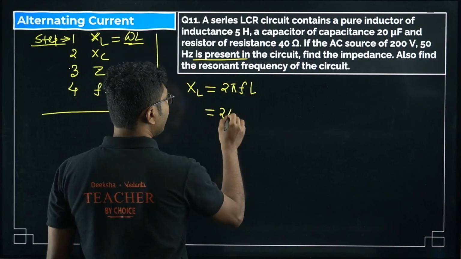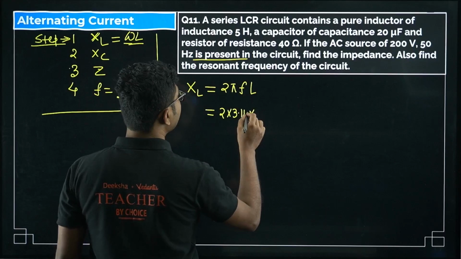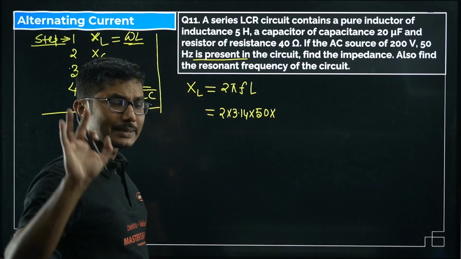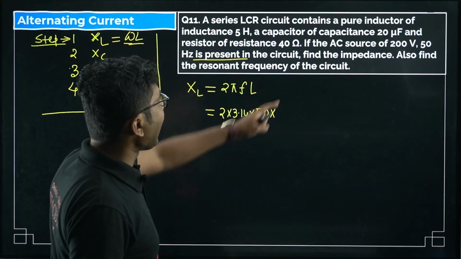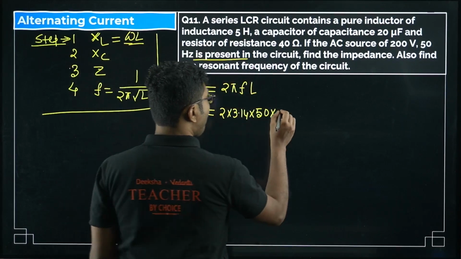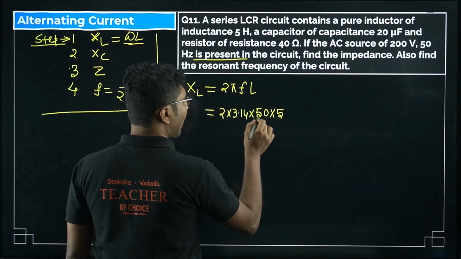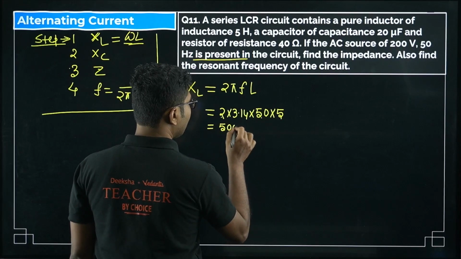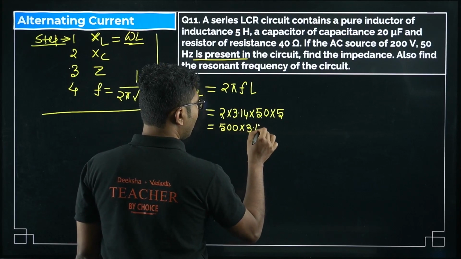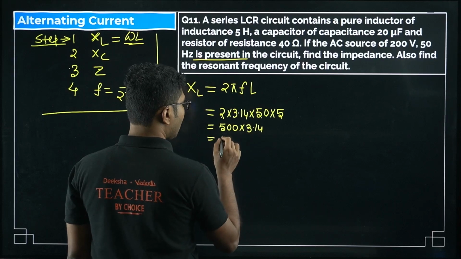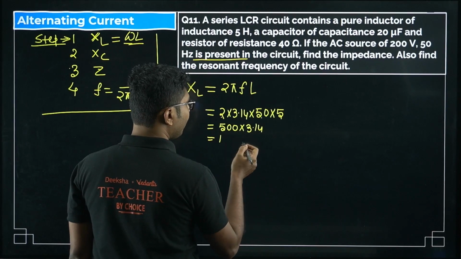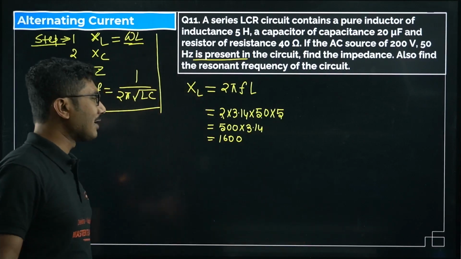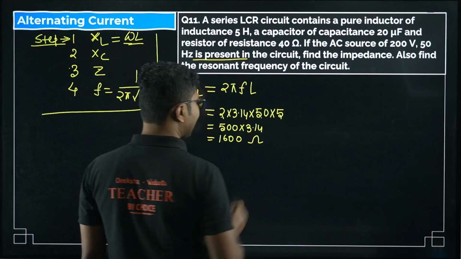So 2 into 3.14 into frequency, which is 50, and in 99.9% of cases frequency is given as 50 only. Inductance is given as 5. So 50 into 2 is 100, 100 into 5 is 500, and into 3.14, so it will be 1600 something. Exact values I am not calculating, you can calculate it. That will be the exact value of this XL.